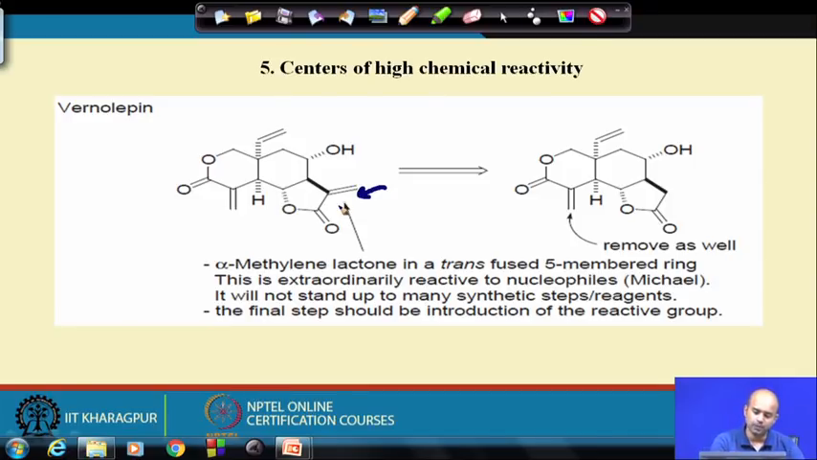So, make sure this kind of highly chemically reactive group should be introduced at the late stage of a synthesis, which is basically written here. So, you can take it as a guideline.